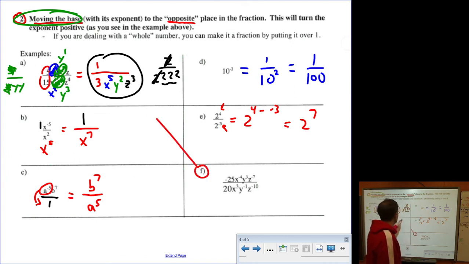So F is just like A. Why don't you pause for a minute and see if you can get the answer, and then continue and see if you got it.